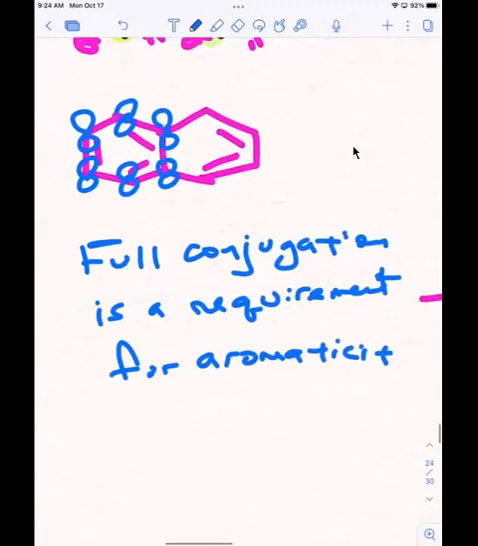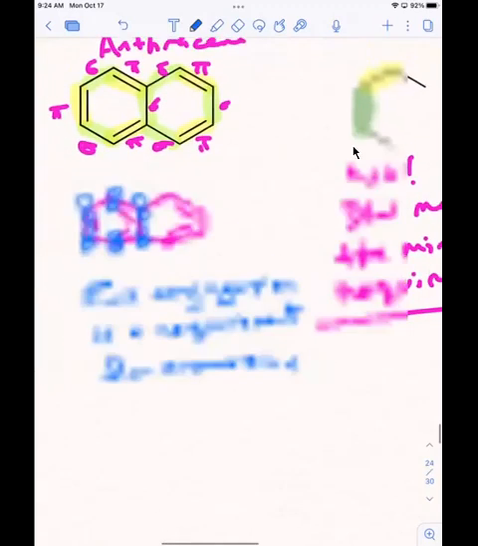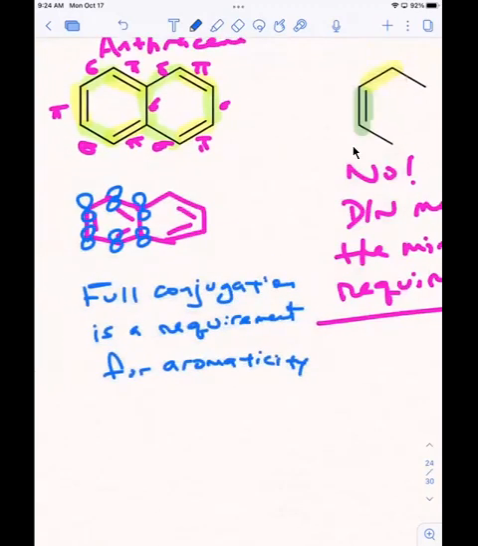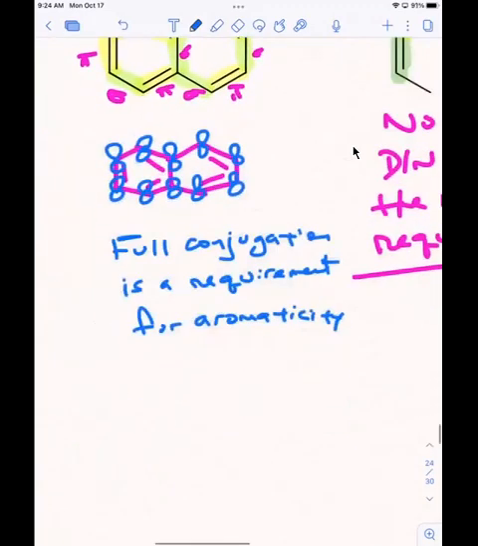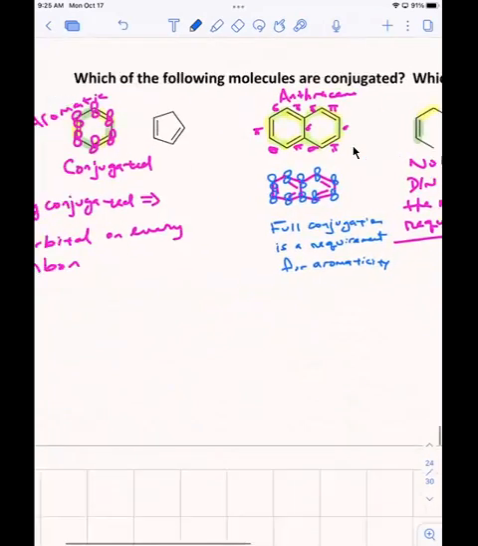You'll see that when we start studying aromatics, that's one of the properties: in order for a molecule to be considered aromatic, it has to be fully conjugated. If we go back here and put the rest of the p orbitals in, you'll see that this has a p orbital on every carbon.